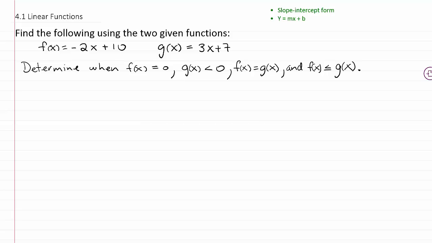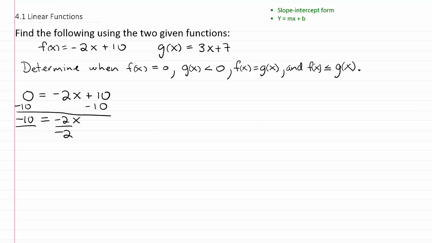All right, so let's start with the first one, which is f of x equal to 0. Well, to do that, we just basically make f of x in the equation equal to 0, and then we solve for x. So negative 2x plus 10 equals 0. Solve for x by subtracting 10 from both sides. You end up with the equation negative 10 is equal to negative 2x. Then divide both sides by negative 2, and you end up with positive 5 is equal to x. So x is equal to 5 in this equation.